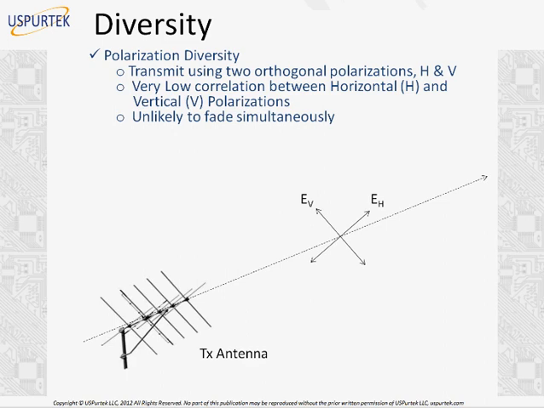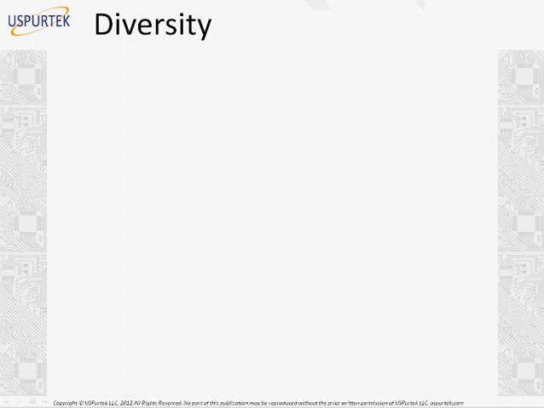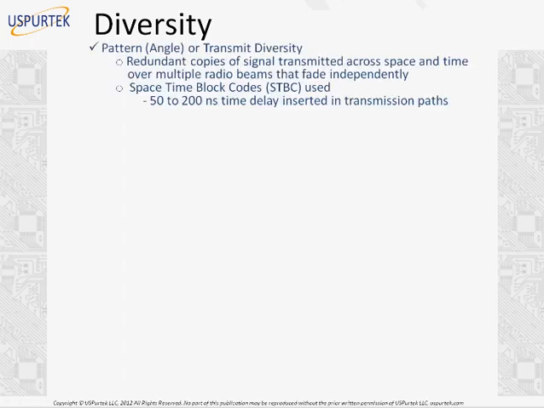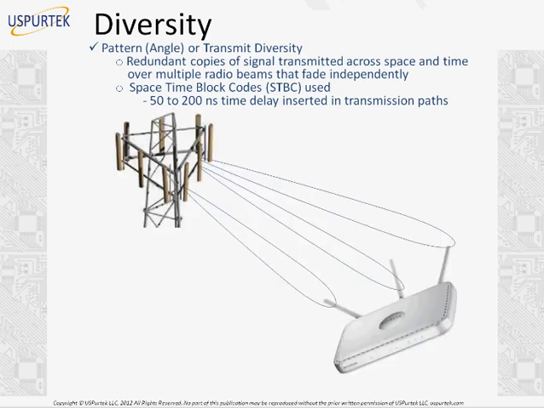Okay. So in polarization diversity, there is very low correlation between horizontal and vertical polarizations, and there is a very low probability of them fading simultaneously. So we are receiving two copies of the signal, one in the EV and one in the EH, and both of them are independently fading, so we achieve what? Polarization diversity.